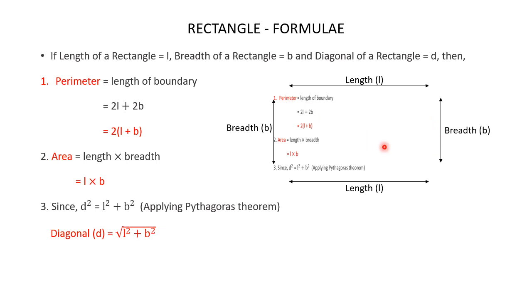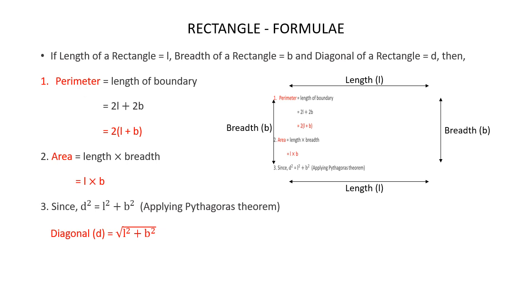Now here AC and DB are the diagonals of the rectangle. Since the diagonals of the rectangles are equal to each other, if AC is equal to D, then DB is also equal to D. So the diagonal of a rectangle is D. So now we have length of a rectangle is L, breadth of a rectangle is B, and diagonal of a rectangle is D.